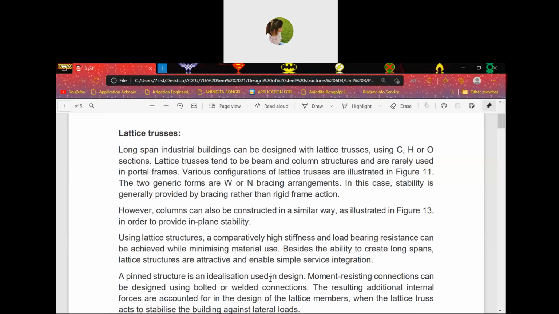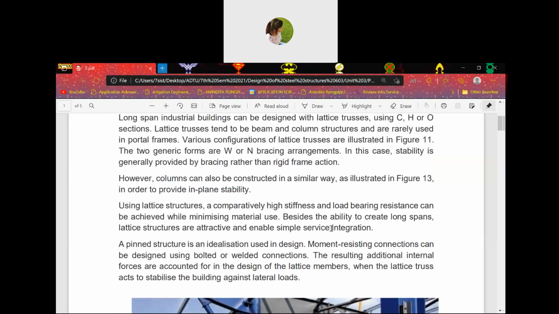Using lattice structures, a comparatively high stiffness and load-bearing resistance can be achieved while minimizing material use. So when the objective is to minimize material, we use lattice structures, as they provide comparatively high stiffness and load-bearing resistance. Besides the ability to create long spans, lattice structures are attractive and enable simple service integration.